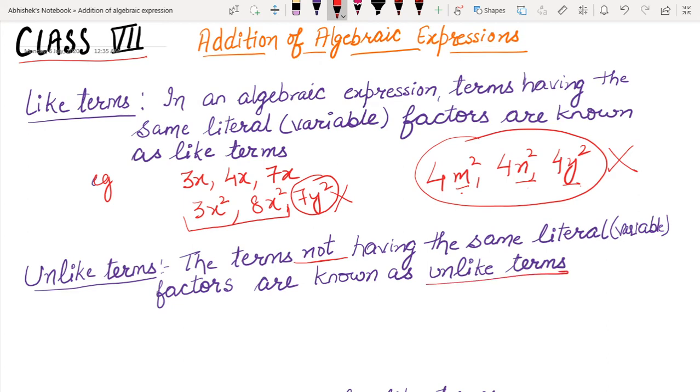Let's take one more example. 5xy, 5 square xy, 5xy square. So are they like terms? Variables are the same, no doubt, x and y, but their powers are different. Here x's power is 1, here it is 2; here y's power is 1, here y's power is 2. So these are unlike terms.